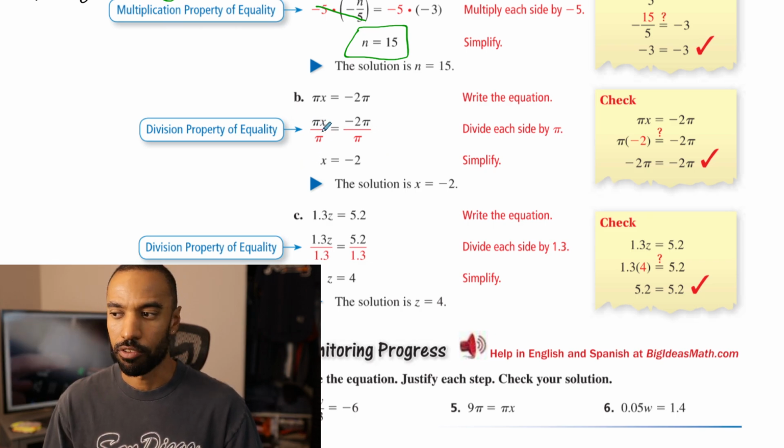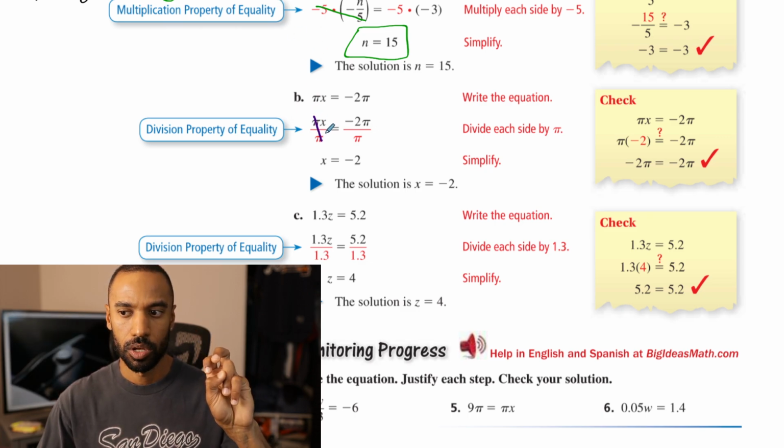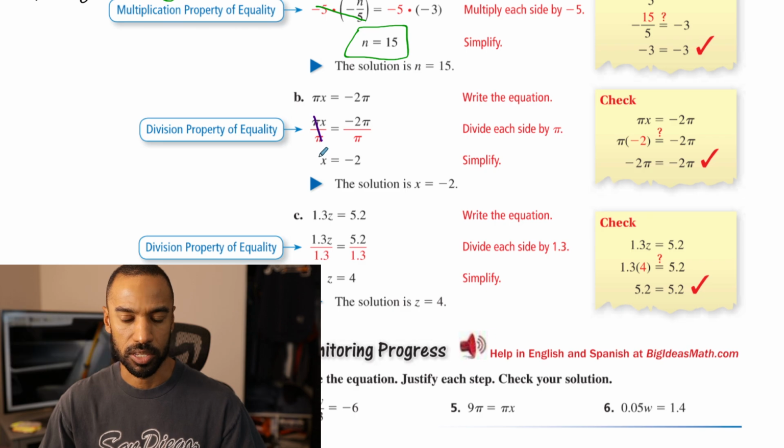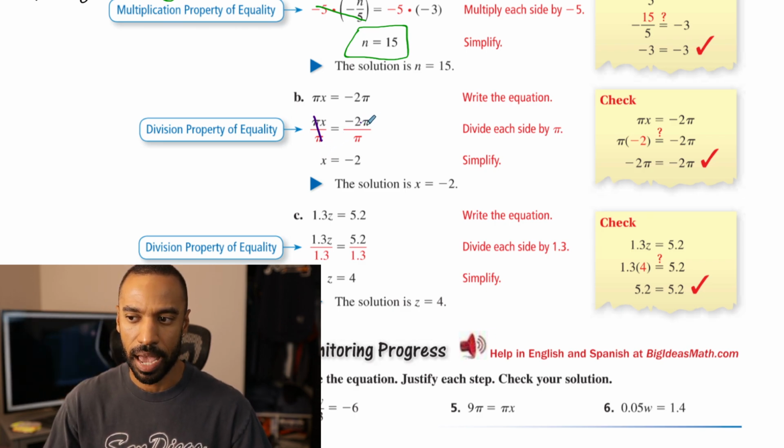Anything divided by itself is 1. That's the intent of what we're doing, especially when we say cancels out. We divide it by itself, it becomes 1. 1 times x is x. We're dividing negative 2 pi by pi. Remember, that's negative 2 times pi, and dividing by pi as well. Pi over pi is also 1. You're just left with negative 2.